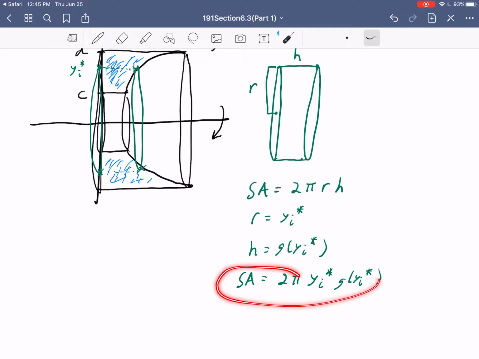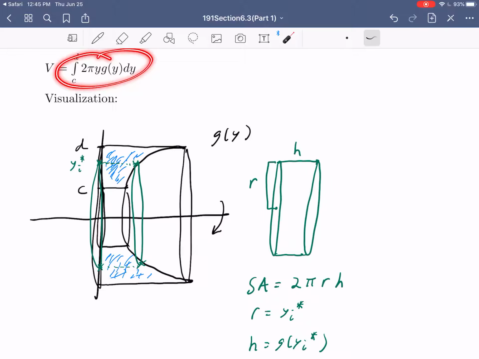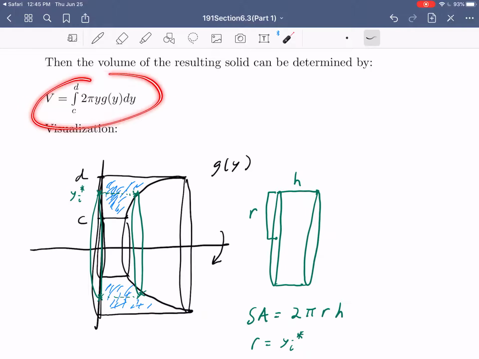So if that's each piece, we could sum those together to get a rough approximation. Then we could actually integrate and put them all together since they're infinitesimally thin. And then, of course, this would give us our formula here, where this would convert to 2 pi y g of y. And, of course, the selections for y could run from c up to that d. So that's where this integral is coming from.